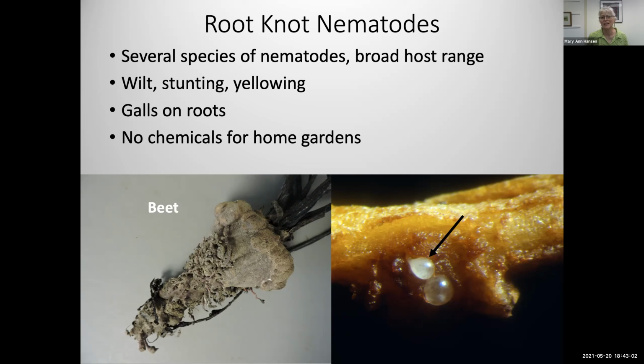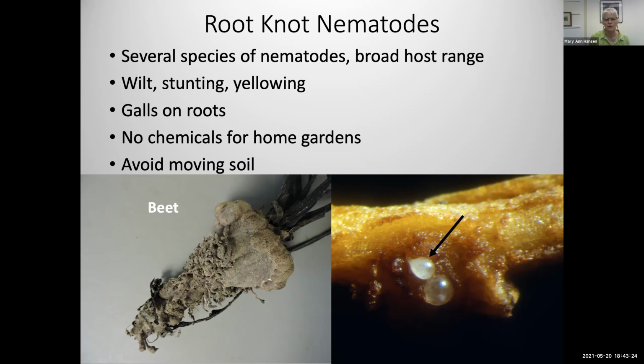So once you've got a diagnosis of nematodes in your soil, that's a bad problem, because these females are in the soil and there's eggs in the soil. And if you transport that soil somewhere else, you can infest another area. So you want to definitely be careful about moving soil from one area to another.